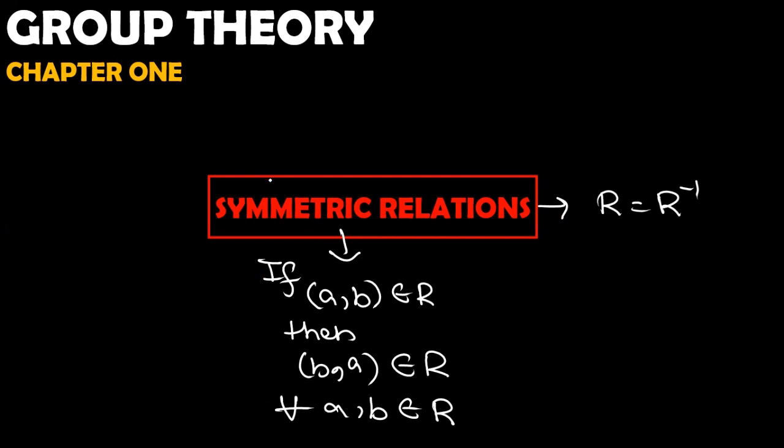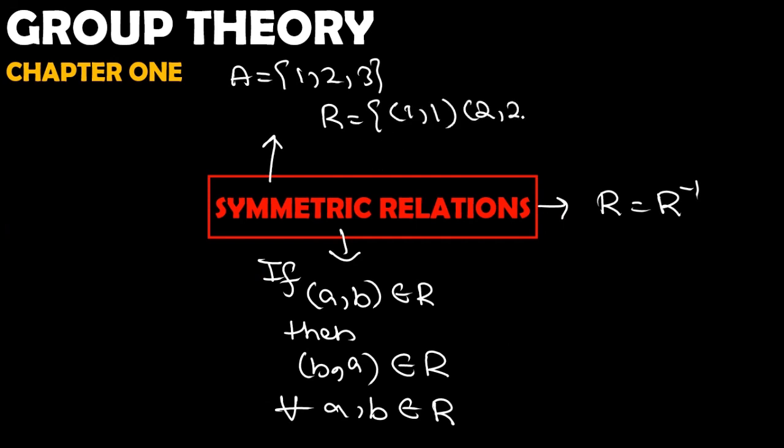What does it mean? For example, if I have a set {1, 2, 3} and I take a relation on it like this: (1,1), (2,2), (1,2), and (2,1). So this is an example of a symmetric relation.